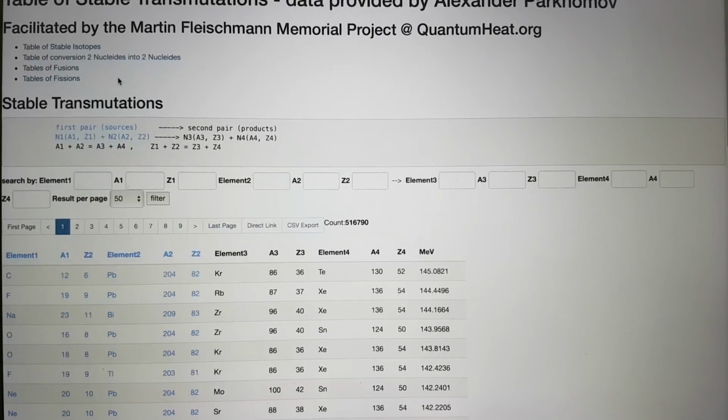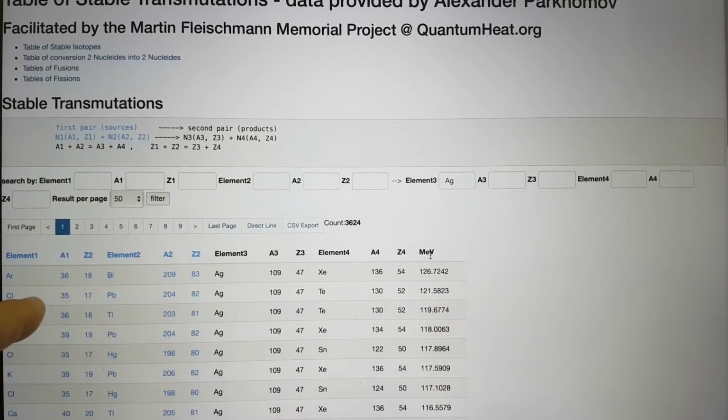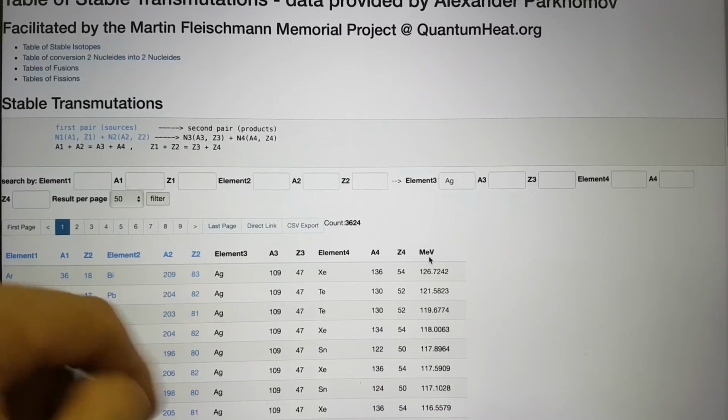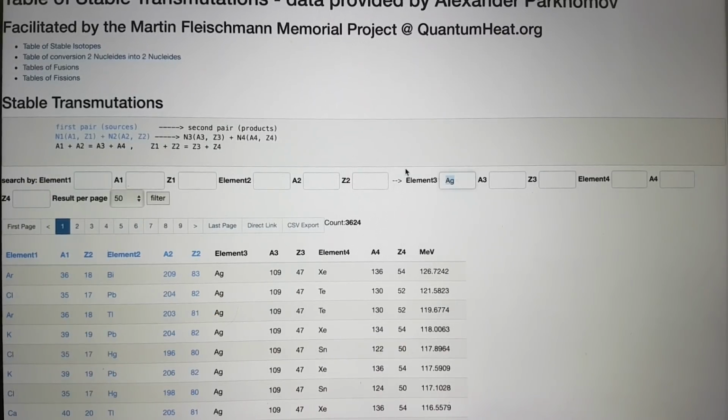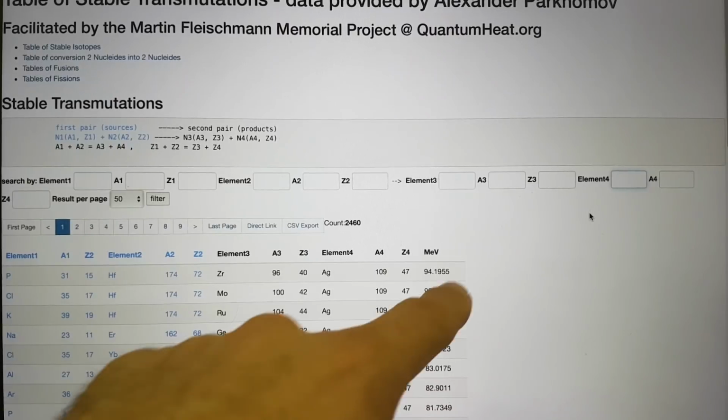So if we wanted to do some reactions, let's look for silver. Here I put silver in element 3, and it says that there are 3,624 reactions that produce silver in the element 3 column. Perhaps there are some that produce it in the element 4 column. Yeah, 2,460 in the element 4 column. And it gives you the relative energy yield from those.